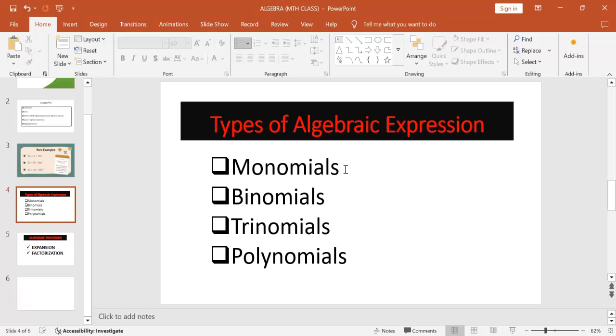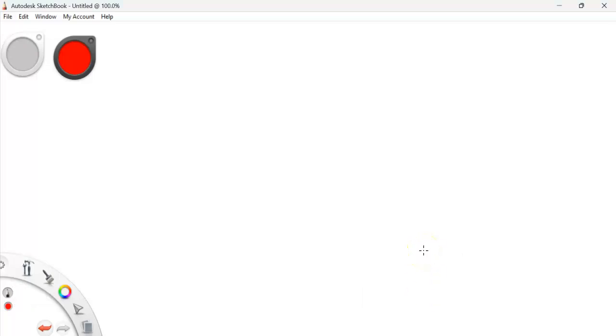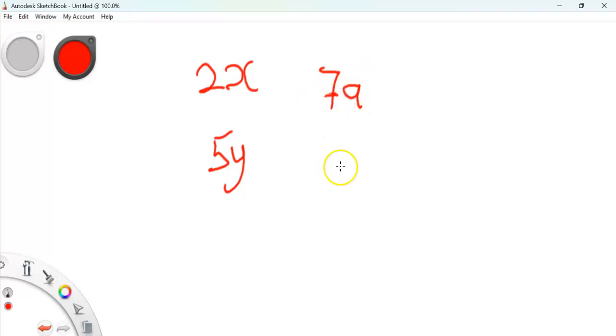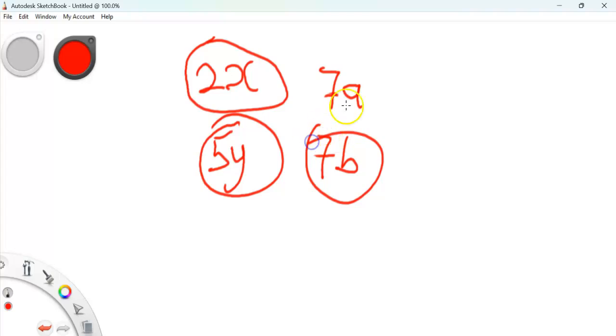For example, let's say that you have something like this, 2x. This is a monomial. You have something like this, 5y. This is a monomial. You have something like this, 7a. This is a monomial. You have something like this, 7b. This is a monomial, right? Why is it a monomial? It is that kind of algebra that has only one term there. Only one term. Do you grab?